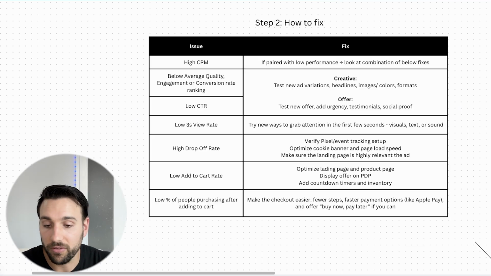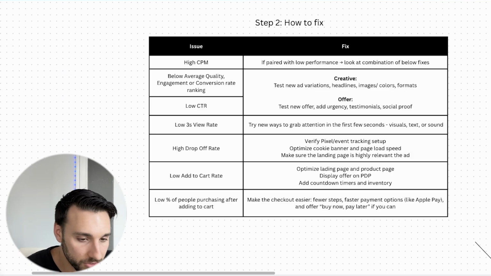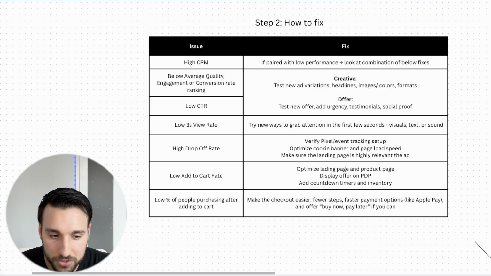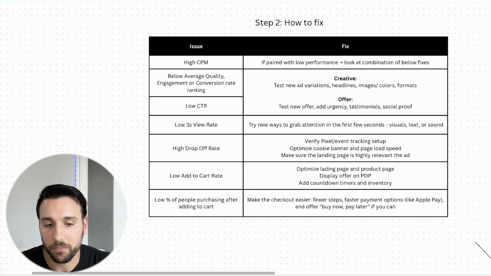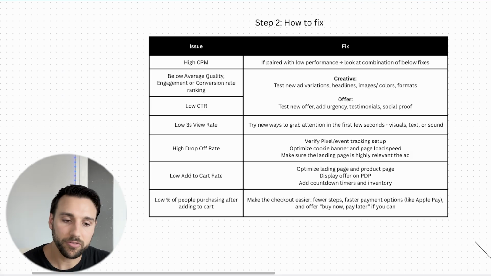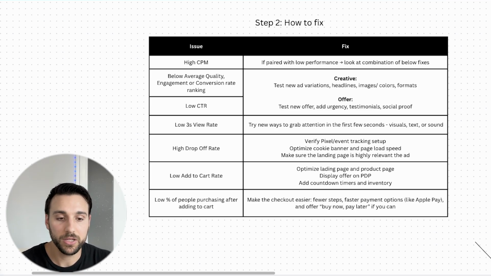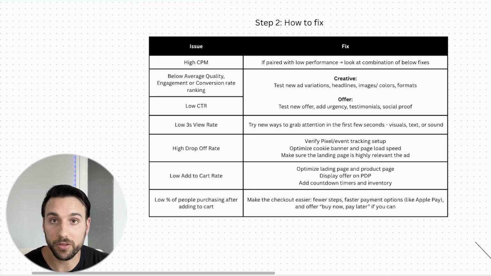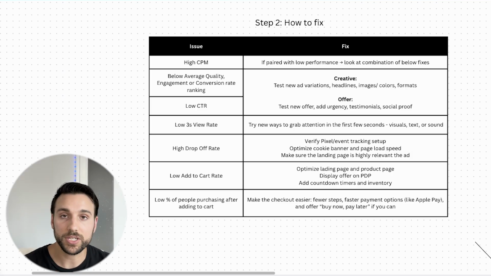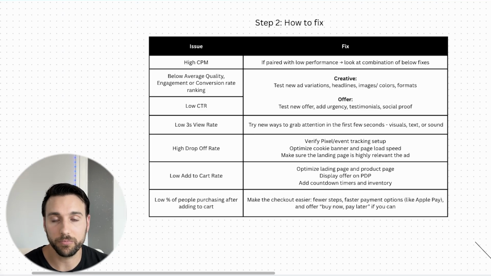Next is if you have a high drop-off rate, and that's the issue you've identified for that, a fix could be verifying pixel and event tracking. You can optimize the cookie banner on the page load or the page load speed. And then you could also make sure the landing page is highly relevant to the ad. So just as we went over before, verifying pixel and event tracking, you want to make sure that the pixel is actually tracking right, that server-side events are set up and browser events are set up, so the pixel code is on your website and firing properly for all the events, and also the server-side events are set up properly and there's deduplication, that they're tracking properly, pretty much simply put.